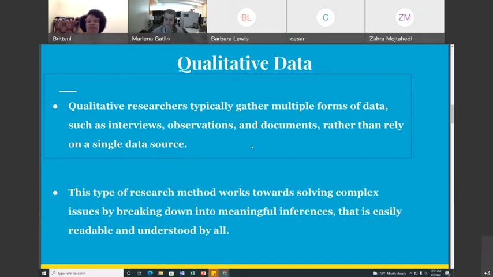And if you're really new to qualitative versus quantitative data, I'm sure at this point you have read this slide, but qualitative researchers typically gather multiple forms of data. It can be interviews, observations, documents, rather than relying on a single data source. And then this method also works towards solving complex issues by breaking them down into meaningful inferences or themes that can be more easily understood by all.